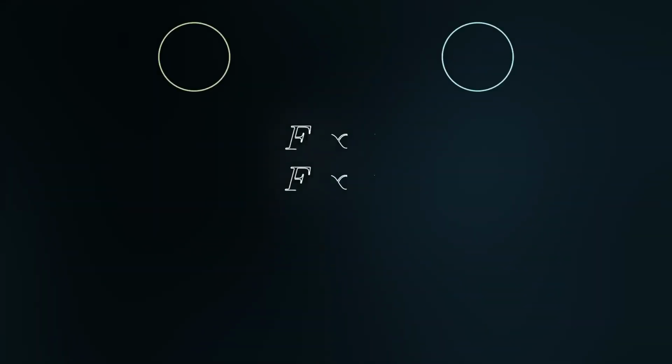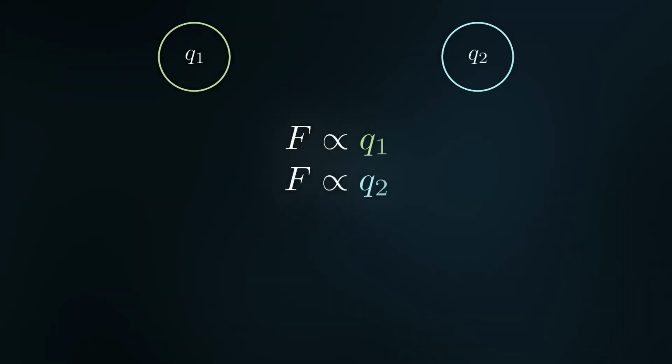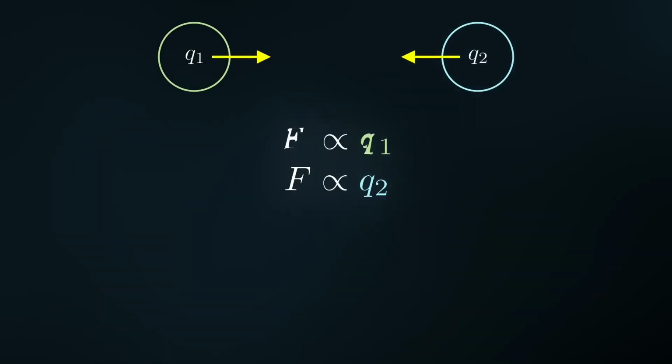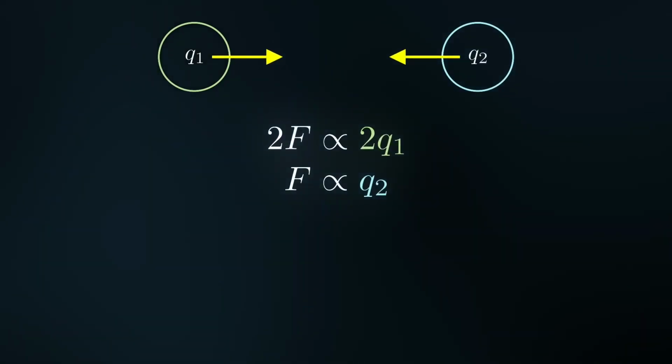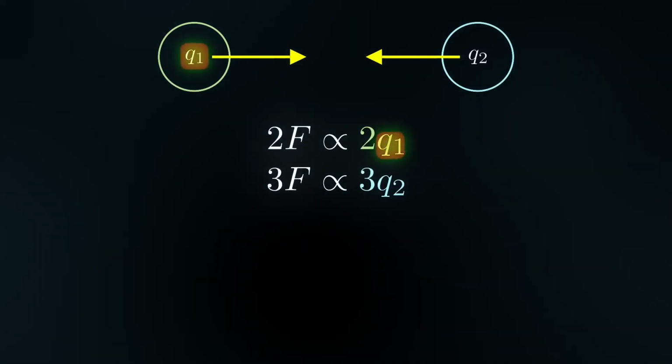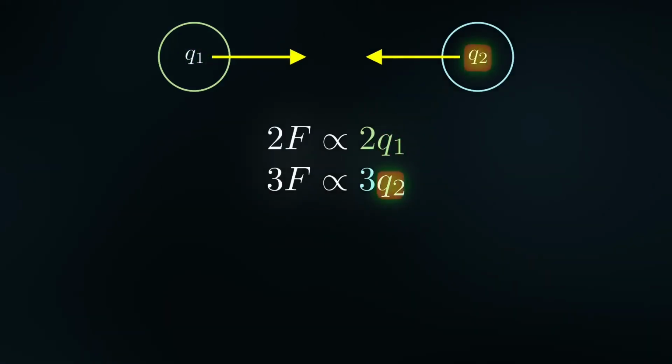The force between two charged objects is proportional to the charge on each of those objects. So if I double the charge on one of the objects, the force between them doubles. If I double the charge on the other one, the force also doubles. If I triple it, the force triples. So Q1 here is the charge on object 1, and Q2 is the charge on object 2.